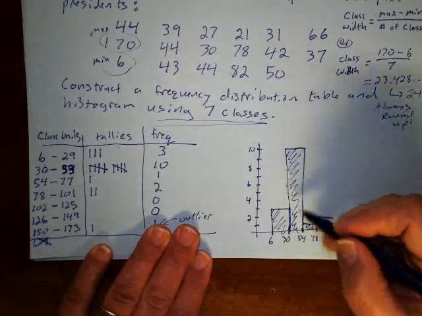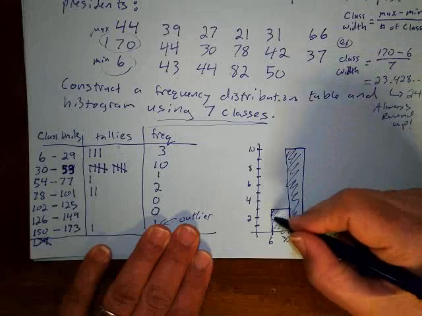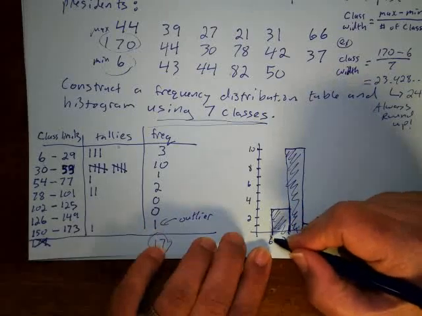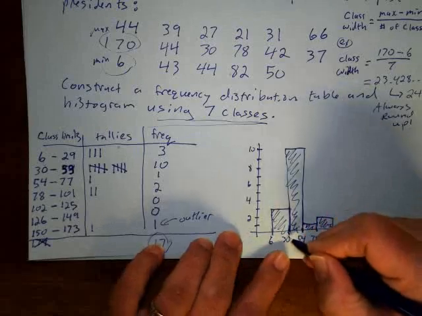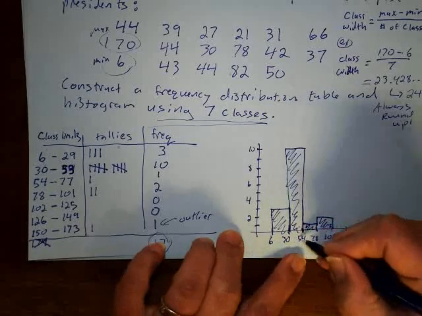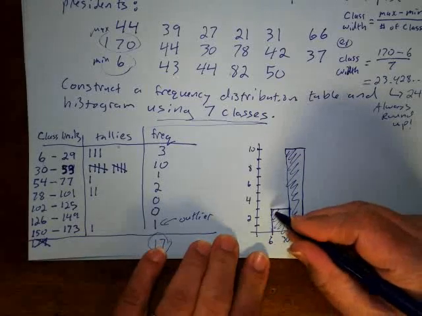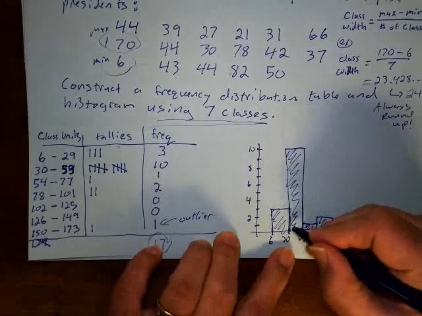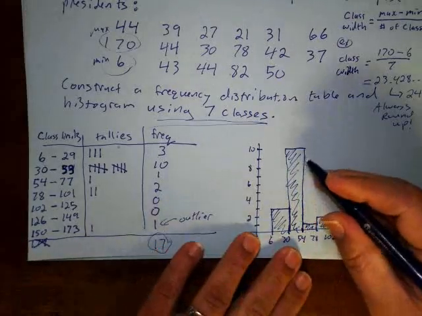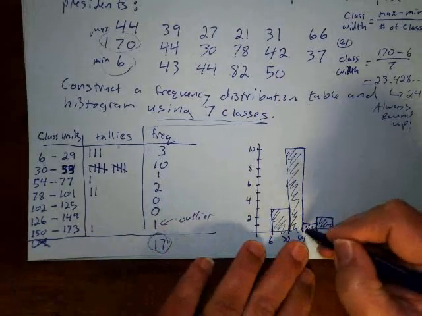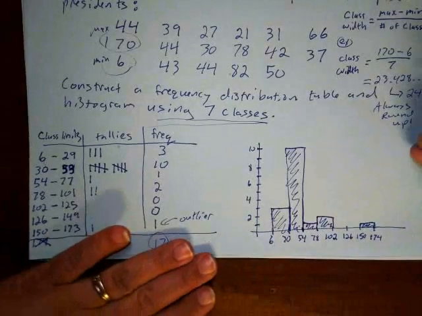And notice all these bars are touching then. They share that boundary, and you're actually labeling not the center of the bar, but you're labeling the lower end point of each of the classes. And so you can kind of think of this as 6 all the way up to but not including 30, 30 all the way up to but not including 54. And so if you actually lie on that boundary, you belong in the next class up. That's a way that you can think about it.